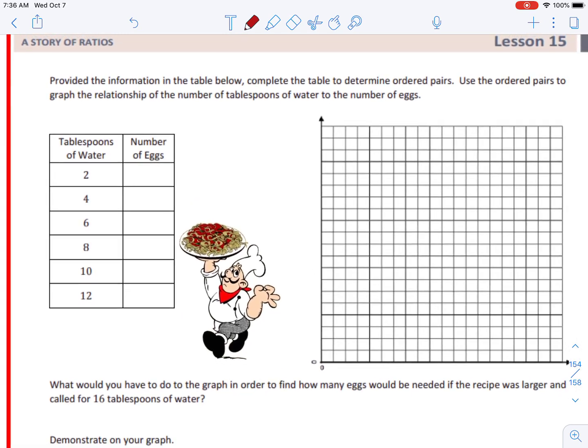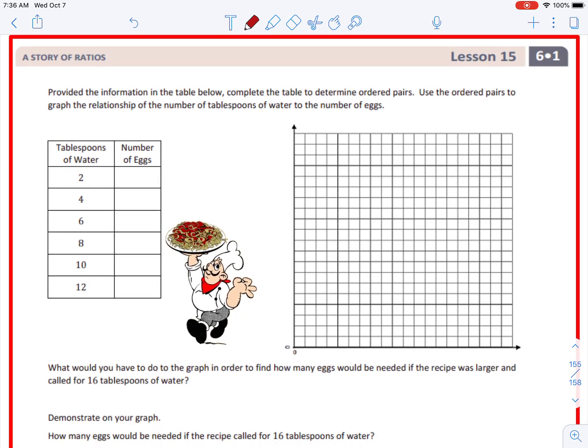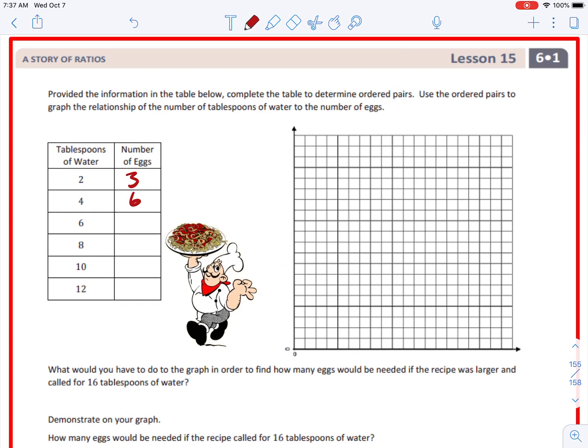So now, provided the information in the table below, complete the table to determine ordered pairs. Use the ordered pairs to graph the relationship of the number of tablespoons of water to the number of eggs. Well, our ratio was 2 to 3. So I'm just going to count up: 2 to 3, 4 to 6, 6 to 9, 8 to 12, 10 to 15, and 12 to 18. The tablespoons of water is counting up by 2s. The number of eggs is counting up by 3s.